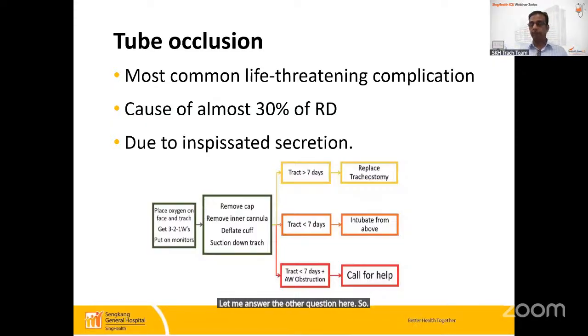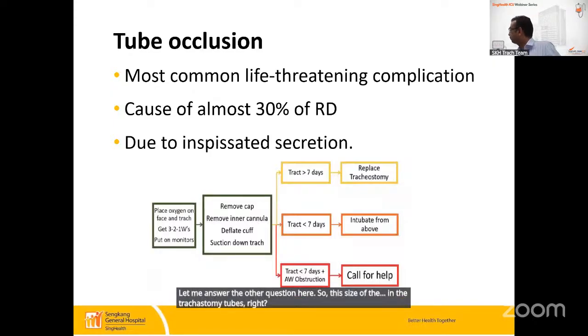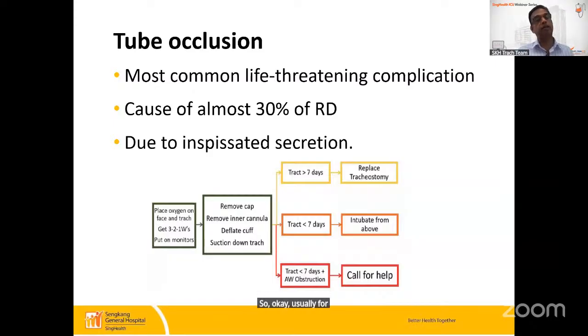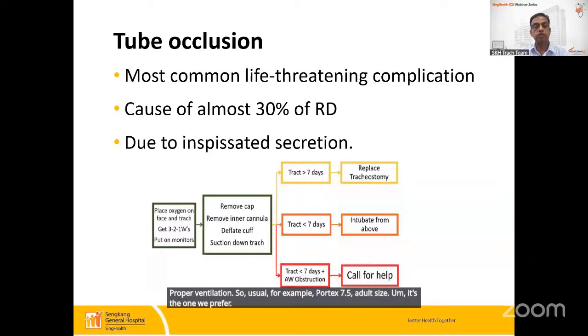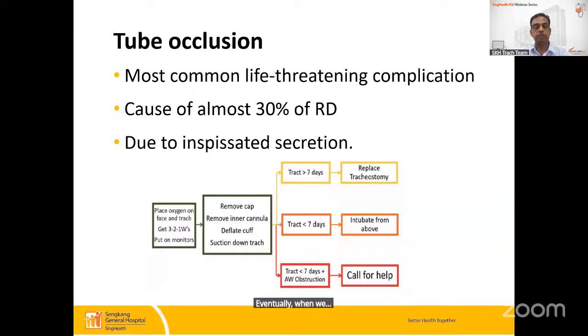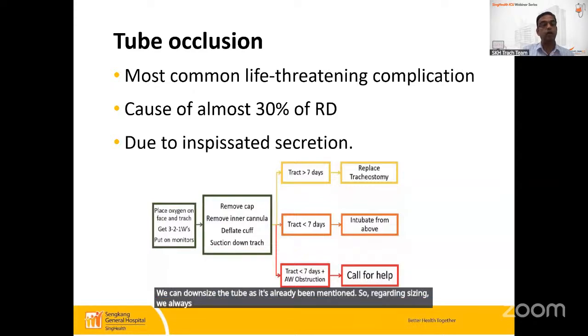So this size of the tracheostomy tubes, right? Usually for sizing we go for the largest size when we initiate the tracheostomy, so that it will facilitate proper ventilation. For example, Portex 7.5 adult size is the one we prefer. Eventually, when the patient is off ventilator and is ready in the weaning stage already, we can downsize the tube, as it's already been mentioned. So regarding sizing, we always look at the outer diameter of the tube.